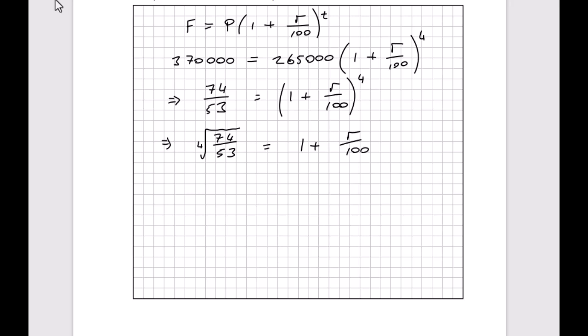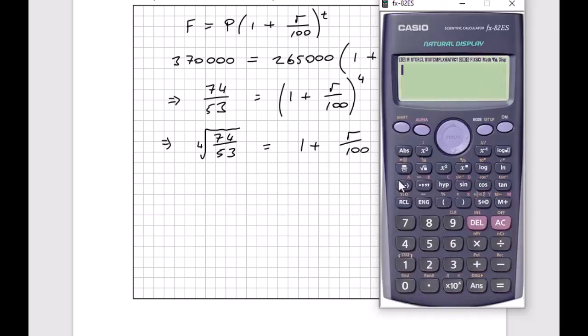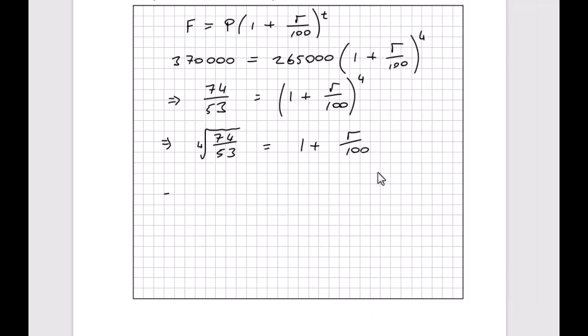Now you can do this on your calculators. Let me just show you where the button is here. So you can type in Shift and this button here, and that allows you to put in the 4 there, and in here then you can put a fraction, which is 74 over 53. If you press equals, you get that big long number there. You don't need all those decimal places, but let's just write a few of them down anyway.